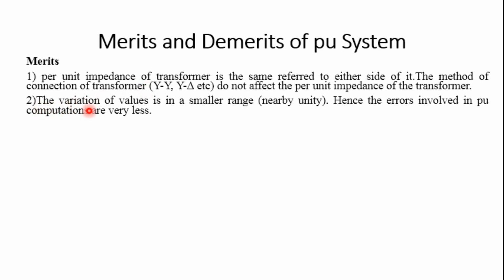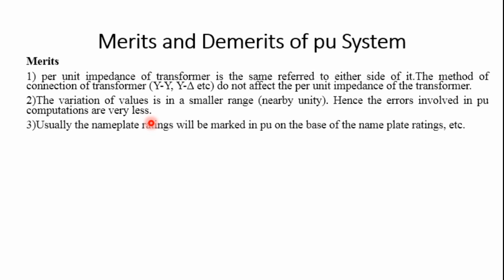Then the variation of the values is in a smaller range, hence the errors involved in the computations are very less. Generally the per unit values will be around 0.003, so they are subjected to two or three digits after the decimal point. Considering that, the errors are very small, and given the size of the power system, we can neglect them. This is the second advantage.